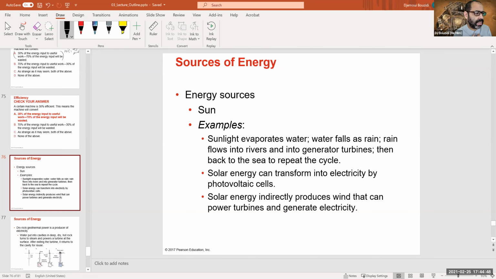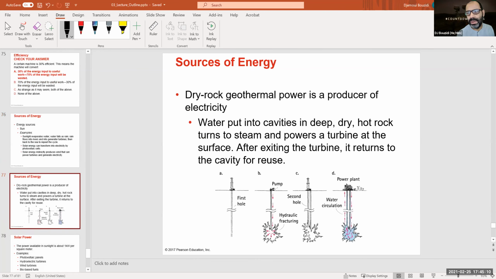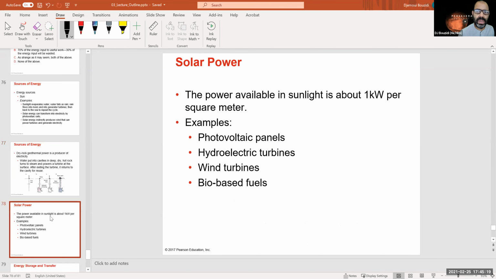Anyway, the point here is that the sun is the main source of energy on the Earth, except for the core of the Earth. The core of the Earth has other forms of energy, which is really radioactivity. But other than that, which is a small fraction, meaningless for us, the sun is the source of most of the energy on the Earth, namely most of the life on Earth. And again, this is how you extract energy, in this case dry rock, geothermal power, and other forms of energy from the sun.